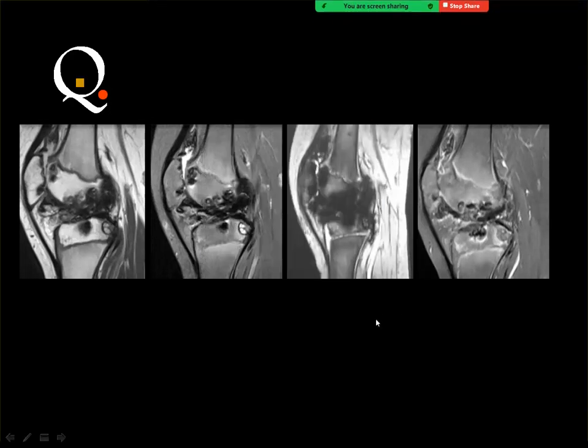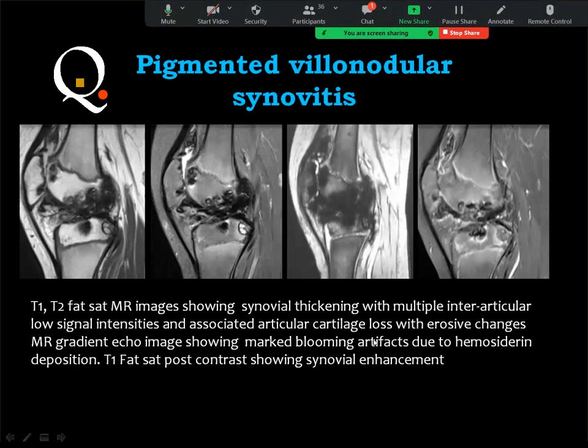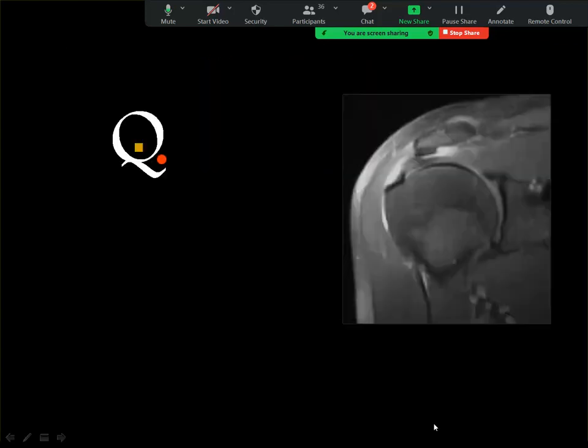Yes, and this is pigmented villonodular synovitis. This is right, because if you are thinking of hemophilic arthropathy, then these dark signal lesions will not enhance with contrast. But in cases of pigmented villonodular synovitis, you get contrast enhancement, and this is one of the essential differentiating points between hemophilic arthropathy and pigmented villonodular synovitis.